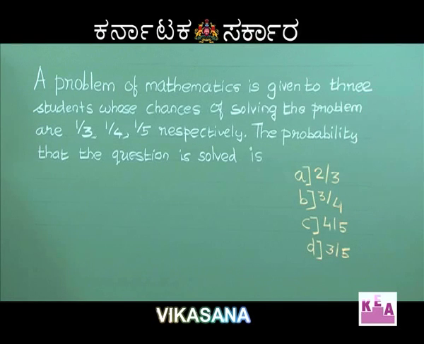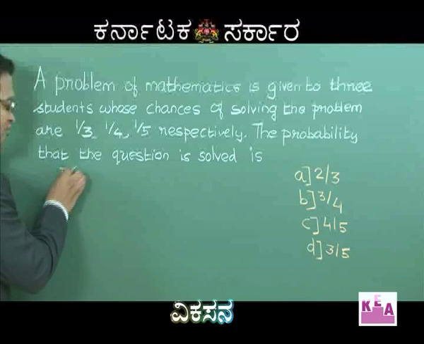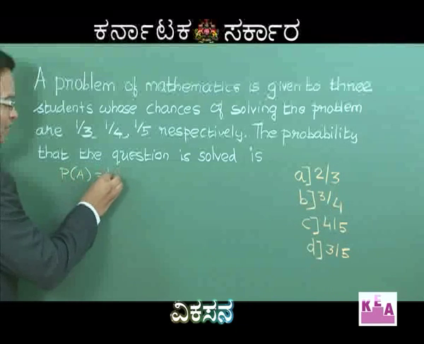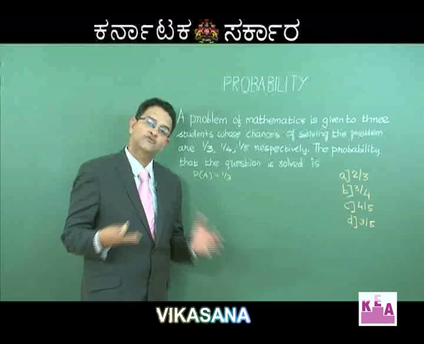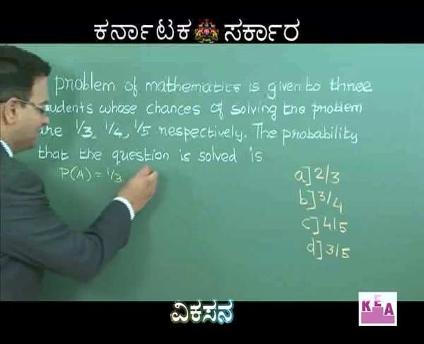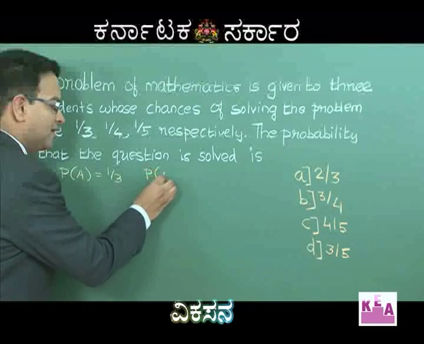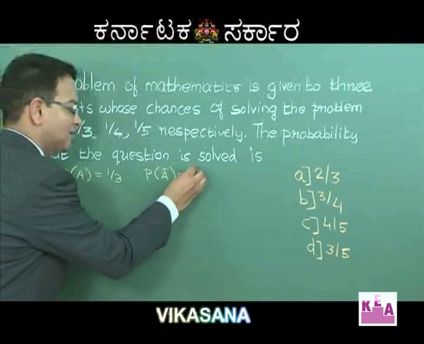Very simple question. A problem in mathematics is given to 3 students and their chance of solving are 1 by 3, 1 by 4 and 1 by 5. Let's consider the 3 students to be A, B and C. Probability that A solves the problem is 1 by 3, which implies the probability that he does not solve the problem is 2 by 3, 1 minus 1 by 3. We know that P of A bar is 1 minus P of A, so that makes it 1 minus 1 by 3, which is 2 by 3.